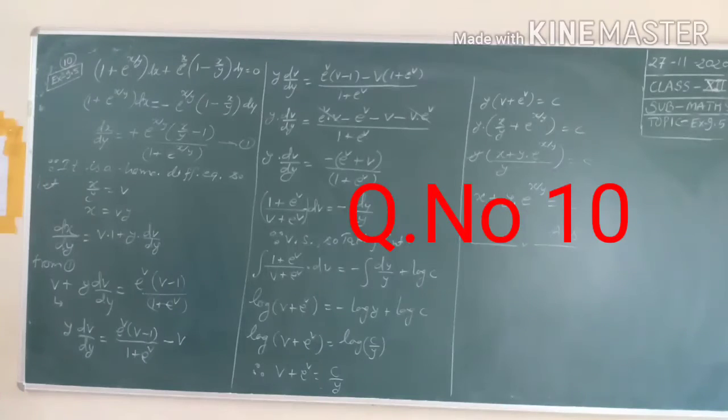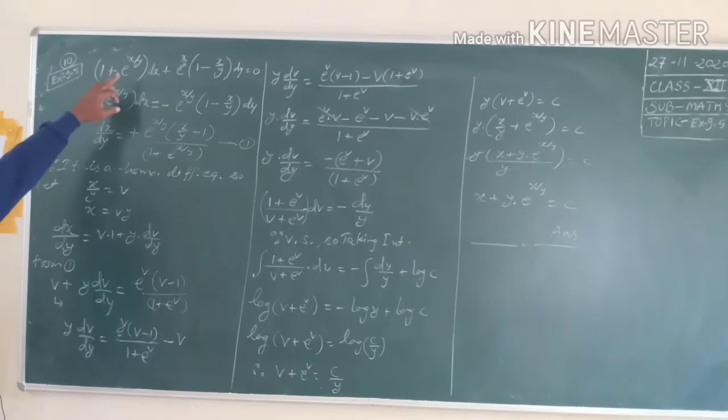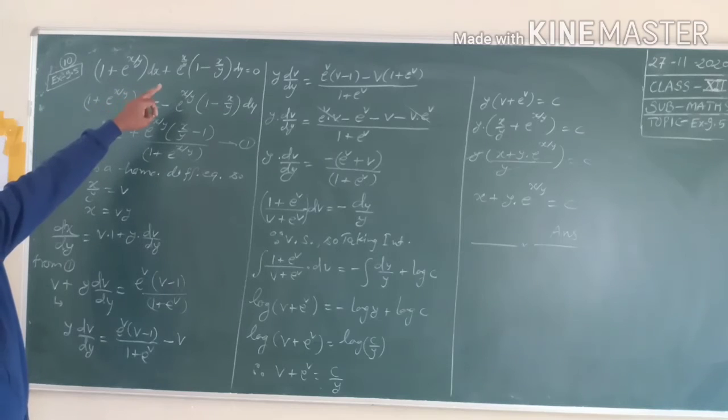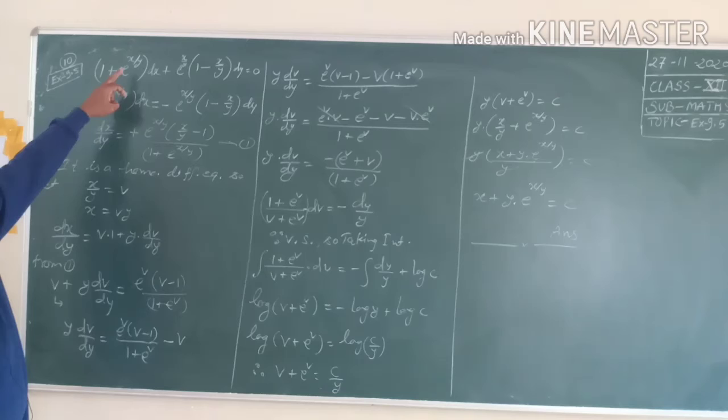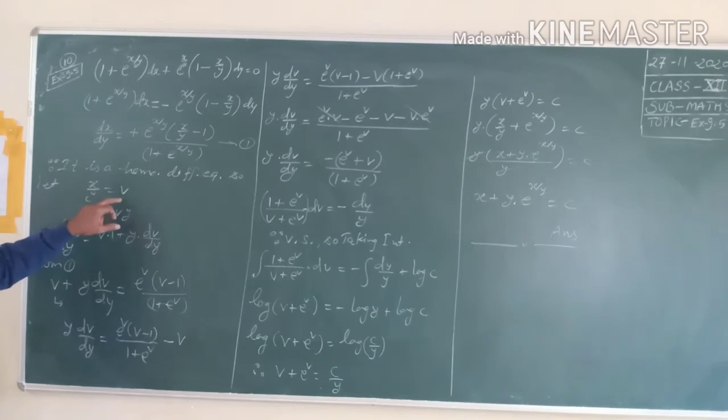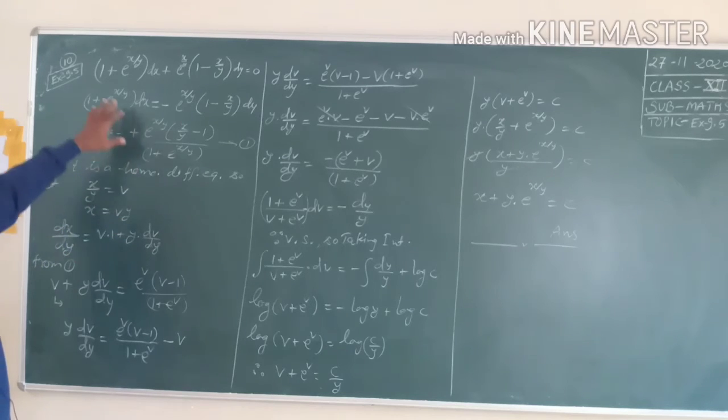So in question number 10, 1 plus e to the power x upon y dx and e to the power x upon y into 1 minus x upon y dy. So in this question, x upon y is equal to v, we have to put x upon y equal to v, so x is equal to vy.